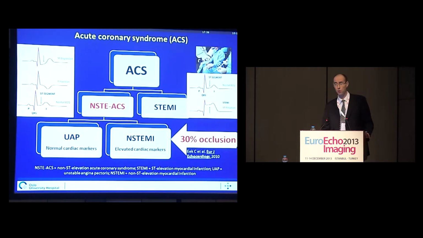Importantly, about 30% of NSTEMI patients have coronary artery occlusion, and they share the same pathophysiology and the same prognosis as STEMI patients. So these patients should be identified and sent to acute revascularization therapy in order to save myocardium.